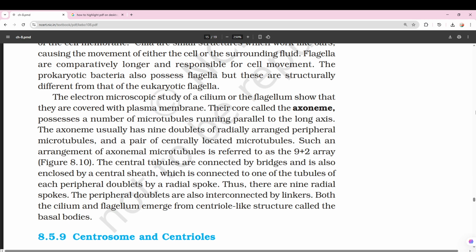Thus, there are 9 radial spokes. Sorry for the little confusion. The peripheral doublets are also interconnected by linkers. Both the cilium and flagellum emerge from centriole-like structures called the basal bodies.